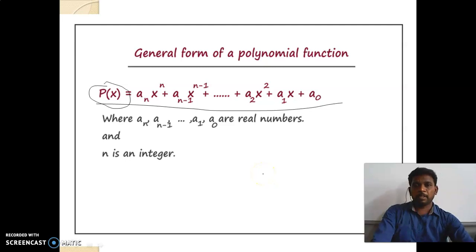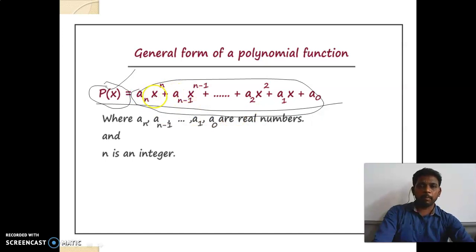An expression which is equal to a constant is known as an equation, and an expression which is equal to a function like p of x, q of x, or p of y, g of y, is known as a polynomial. This is also an expression only, and since it is represented by the variable x here, it is denoted by p of x. Suppose the variable y is involved in this expression, then we can denote this function as p of y. So according to the variable, the function is denoted by different variables.